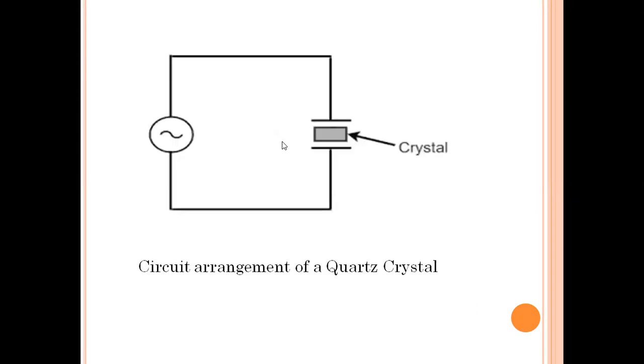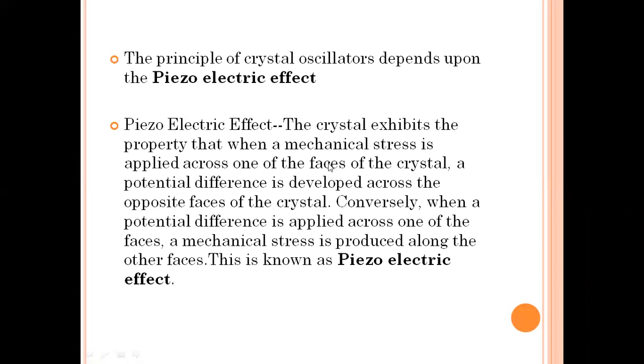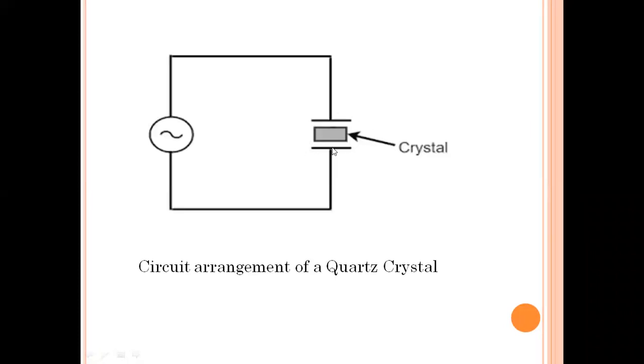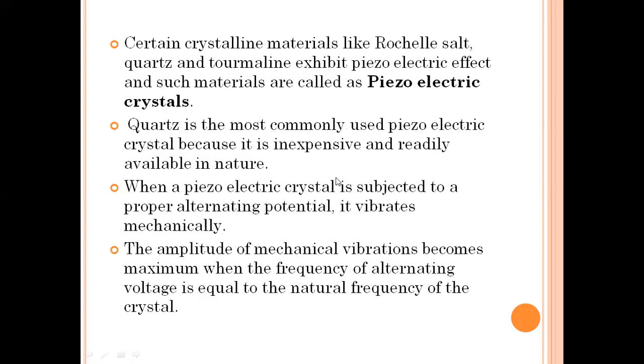Here, this is the circuit arrangement of a crystal. When we cut the crystal into this shape, it is placed between two plates like a capacitor. Here we are applying some voltage to this crystal and it produces a mechanical stress. Or in reverse, if you are producing some mechanical stress in the crystal, it generates some voltage across the other ends.